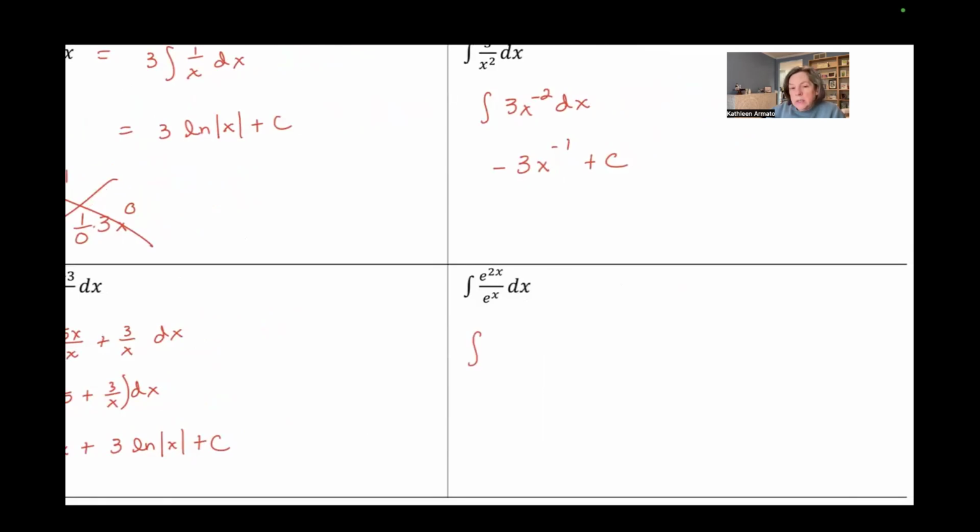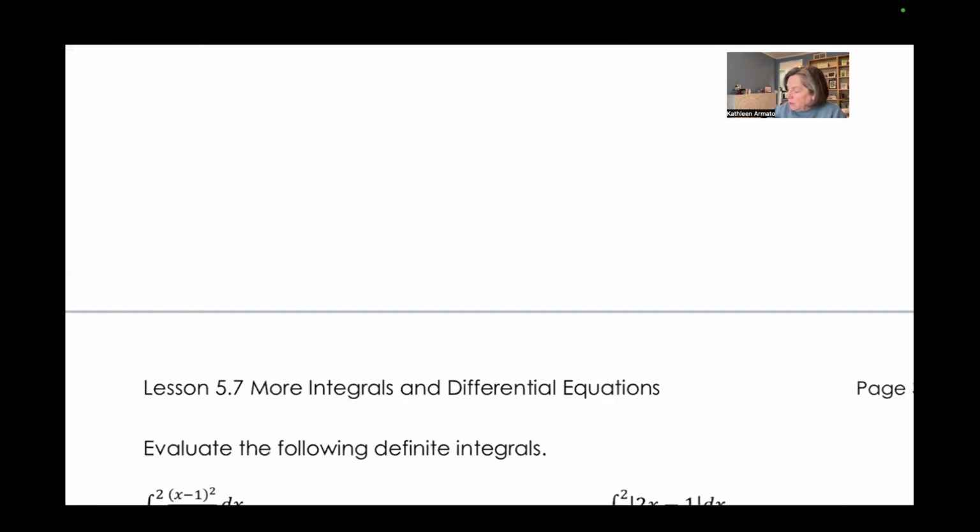Here, e to the 2x over e to the x. You need to get it down to one term if you can, because you can't just take the integral of each of your numerator and denominator separately. Remember, we have that fancy quotient rule for derivatives, so we can't just go backwards with quotients. Well, that's just e to the x, and the integral of e to the x is e to the x plus c. So that's kind of cool how that turned out.